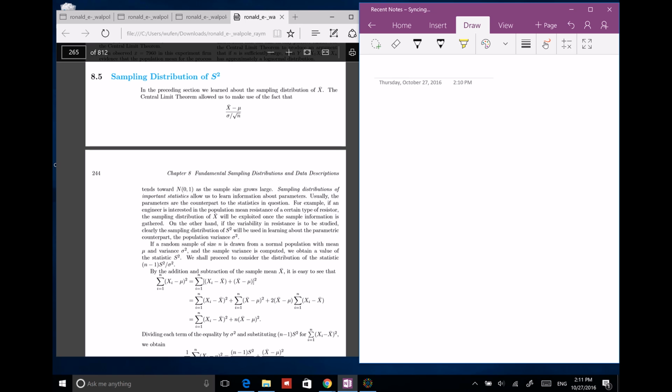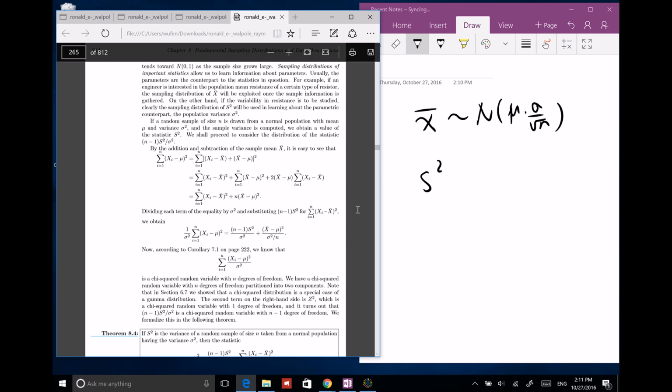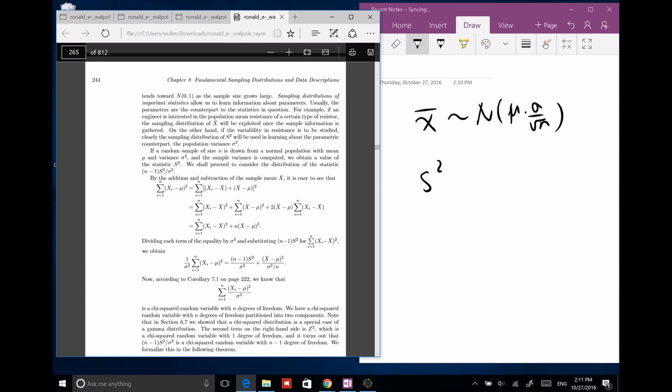Okay, in this one, sampling distribution of s squared. Previously we looked at the sampling distribution of x bar, which, if it's a normal distribution, obeys a normal distribution with mu and sigma over square root of n. Now we'll look at s squared, which is the variance of the sample, and how to find the variance of the sampling distribution.